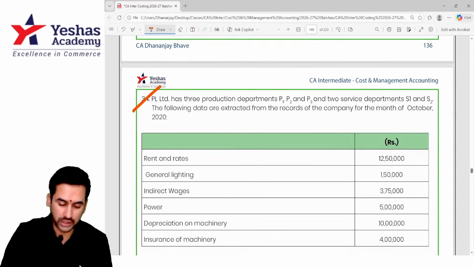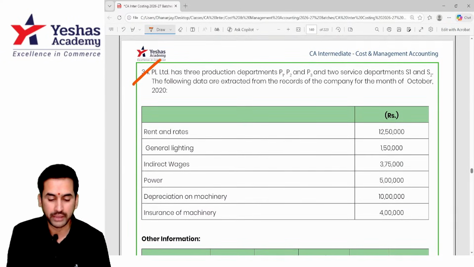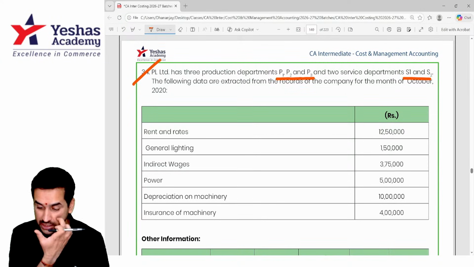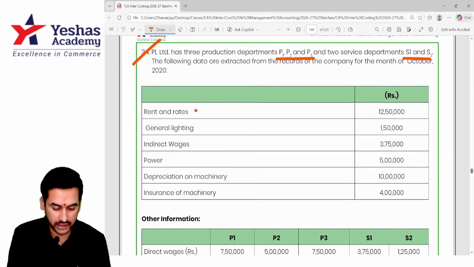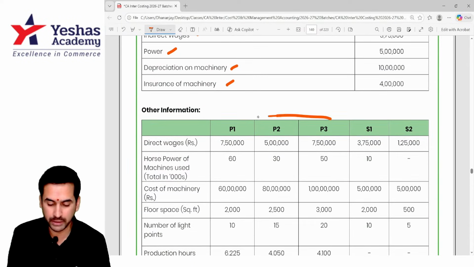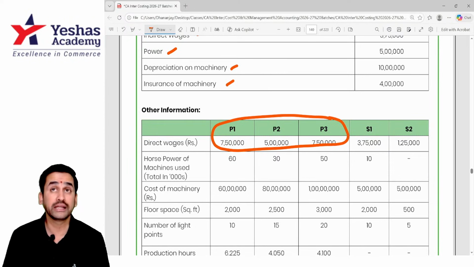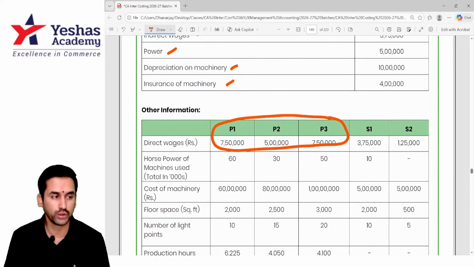Yes, sir. Question 34, and this is an easy question. Let me take you through. P Limited has three production departments, P1, P2, P3, and two service departments, S1, S2. The following data is extracted from the company records: rent, lighting, indirect wage, power, depreciation, insurance. A list is given. You know what to do. Only the apportionment. Direct wage. Remember P1, P2, P3, direct wages, direct items we should not take. You all know this. Only S1, S2 direct wage should be taken.